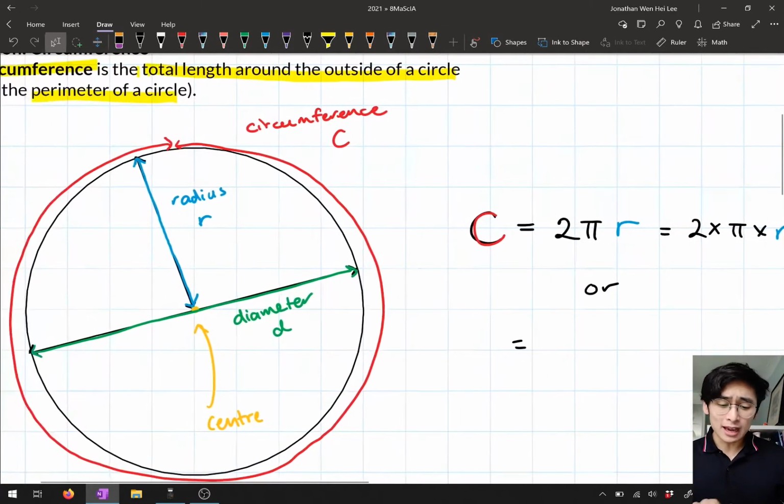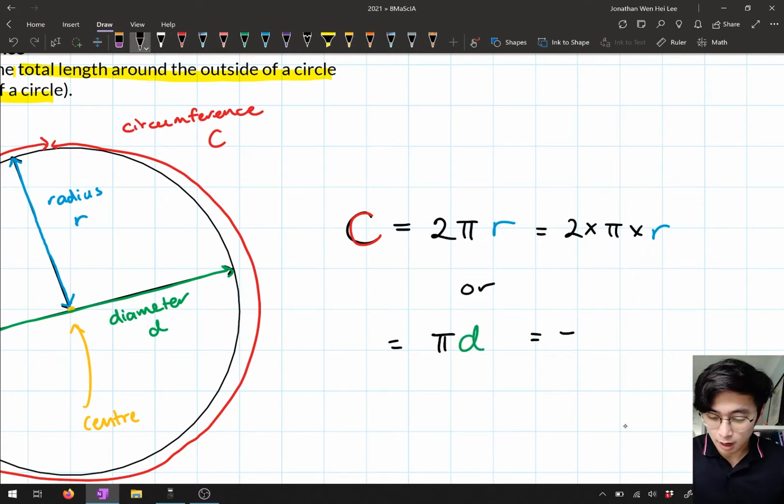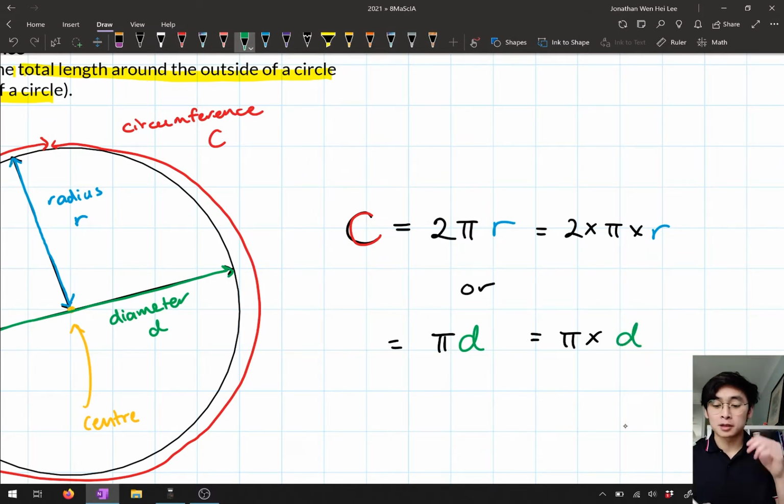The other way is if you get given the diameter, it's just C equals pi d, which means pi times d. So if we get given the length of the diameter, we just multiply pi with the diameter.